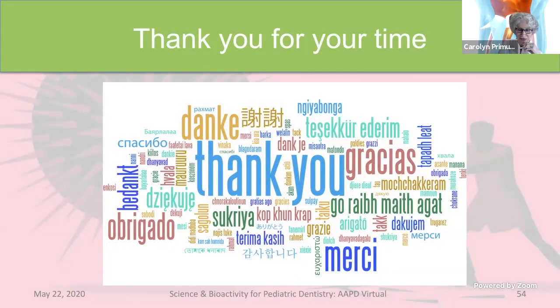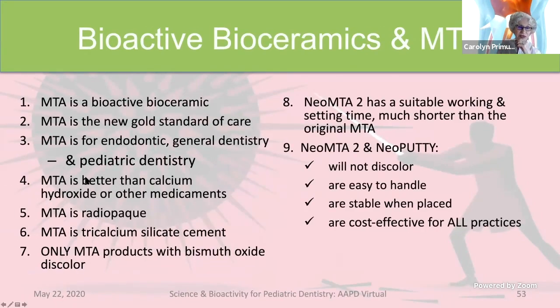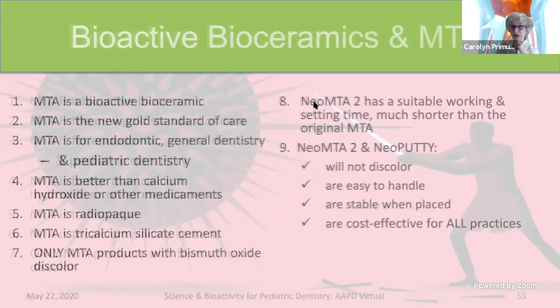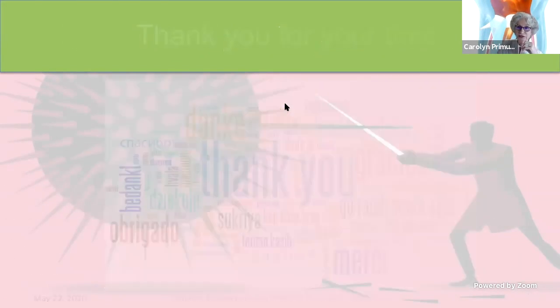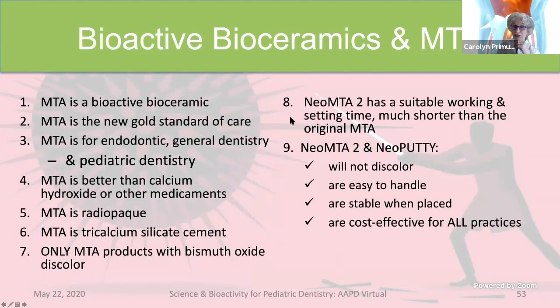People are seeing now and recognizing that MTA is better than calcium hydroxide as a medicament or many other medicaments, including formocresol and ferric sulfate. So it's radiopaque. You know what it is chemically. If you avoid materials with bismuth oxide, you won't get discoloration. And in particular, the New Smile products that are being shown today, our Neo MTA2 has a suitable working time and setting time that's much shorter than the original MTA. So it's designed to be convenient for your practice.